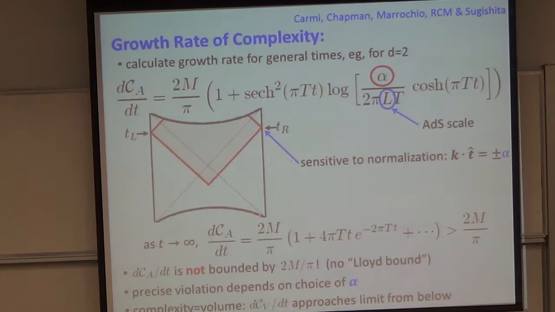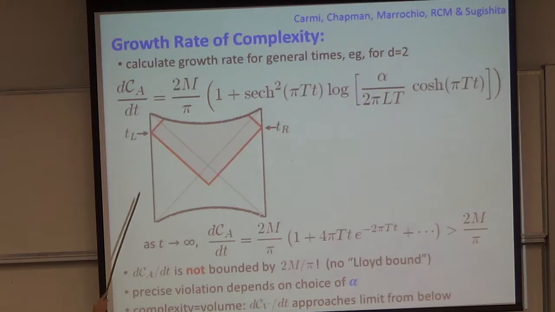One of the things you can do, I focused on the rate of growth of the complexity at late time. But given this technology and smart grad students and postdocs, you can calculate the time rate of growth in general. So I wrote down the simplest example, which is for a two-dimensional boundary theory. That means I'm looking at a BTZ black hole here. What you find is this formula here. It's a nice formula. It's got a 2m over pi, and then some extra time-dependent stuff: the time times the temperature there and the time times the temperature there.